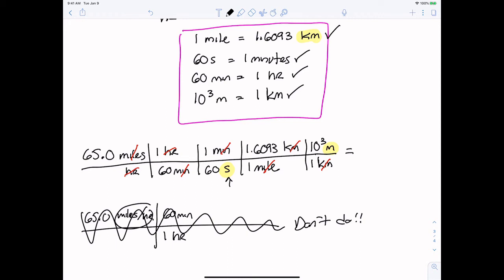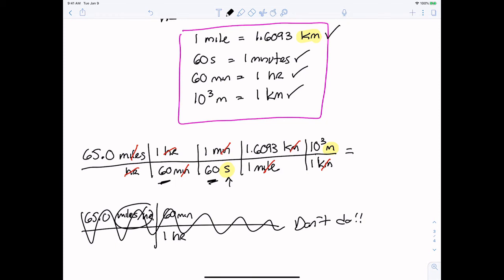So I tend to do all the stuff on top first and then the stuff on the bottom, but you can just kind of go in order if you want. So I'm going to take the 65. I'm going to multiply it by 1.6093, right? The ones don't matter because it's not going to change your answer at all. And then I'm going to multiply that by 1,000. And then I'm going to divide it by 60. I'm going to divide it again by 60. And then I'm going to get my answer.